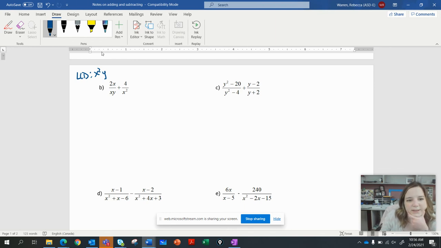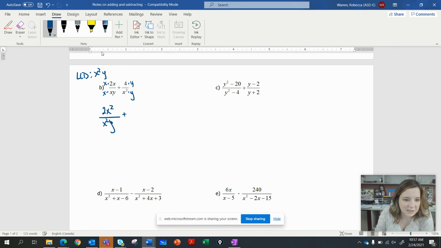Well, this has 1x, so if I multiply the bottom by x, I'll get that x squared that I need, and then I have to multiply the top by x as well. Same thing here, this is just missing the y, so if I multiply the top and the bottom by y, I will be good to go. So x times 2x is 2x squared over x squared y.